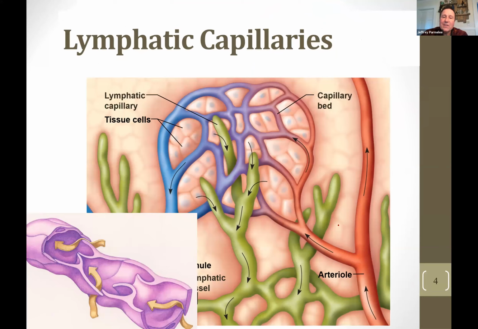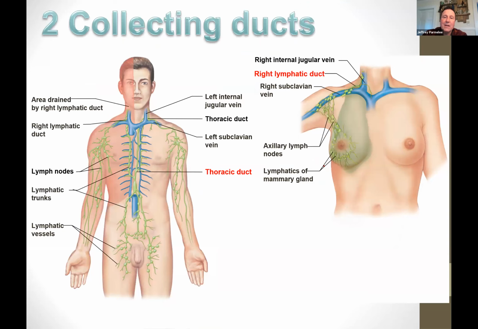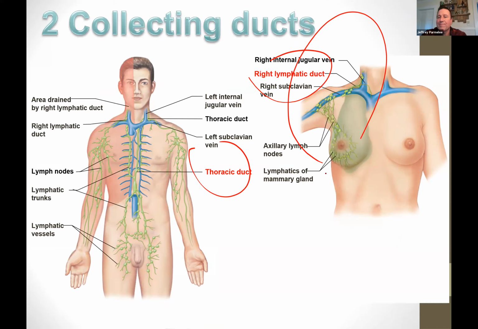So here are these capillaries. Again, they're everywhere. They have blind ends, they're dead ends, and it's just the pressure in the tissues that forces fluid into these things. And because there are valves, it just keeps it moving back. The two collecting ducts are the right lymphatic duct and the thoracic duct. The right lymphatic duct does the right side of your head and your right arm, and the thoracic duct does the rest.